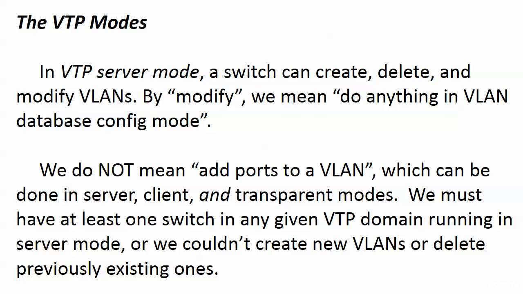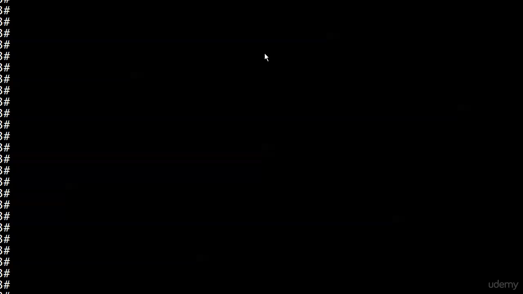In VTP server mode, a switch can create VLANs, it can delete them, and it can modify them. And by modify them, frankly, what you'll be doing most of the time is naming them. But you can do anything in VLAN database config mode. Let me show you exactly what I mean by that.